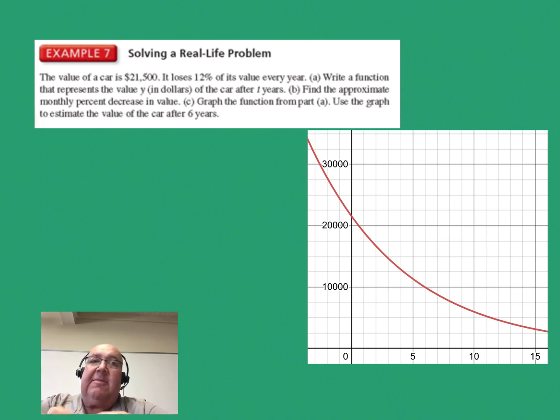Finally, this is something that happens all the time. Cars depreciate and lose value. In this example that's graphed, the car starts off at $21,000 for initial value, and it goes down by 12% a year. So I graphed this with Desmos Graphing Calculator. It asked me to see what the value is after 6 years, and that's roughly $10,000.